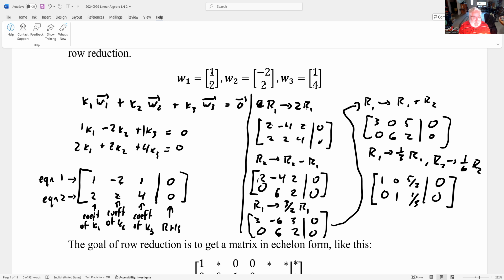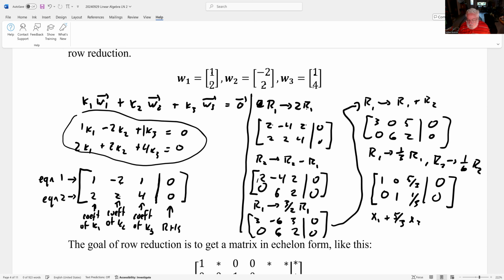What that has done is taken these two equations and turned them into two new equations. This is supposed to be K's, so we'll just write over that. That should be a K1, and that should be a K3, and K2 plus 1/3 K3 equals 0. Great, and so there's our solution.